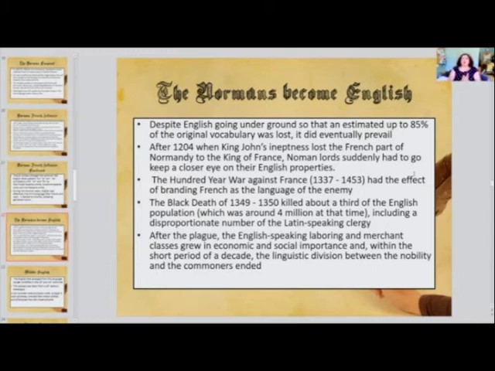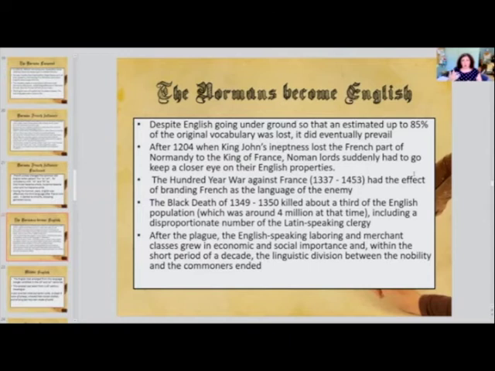Okay. So where were we? Oh, yes. So if you remember your Robin Hood, in 1204, King John, totally inept, he loses part of France, of Normandy, to the King of France. Norman lords suddenly had to actually pay attention to all these English properties. So what they would do previously, they wouldn't even live in England, these Norman lords. They would live in Normandy, and they would have a man that they would send to watch over their territory in England. And that was a guy who usually spoke both languages, but was probably native to England. All of a sudden, they lose all this property. They're like, oh no, we have to actually go live there and keep an eye on it.